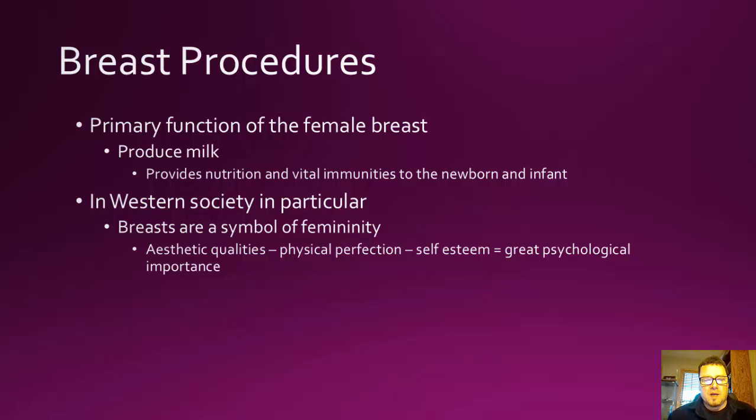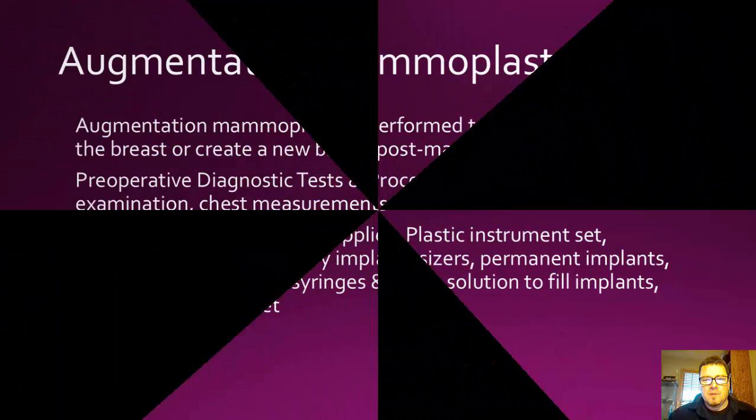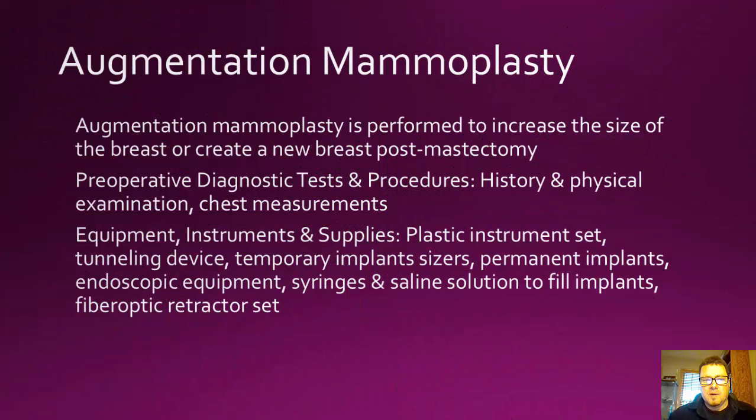In Western society, in particular, breasts are a symbol of femininity, and it creates self-esteem in women. Some of the procedures that we're going to go over are augmentation mammoplasty, tram flap, nipple reconstruction after breast reconstruction, and a mastopexy, which is done for breast ptosis. Augmentation mammoplasty is performed to increase the size of the breast or create a new breast after a mastectomy.